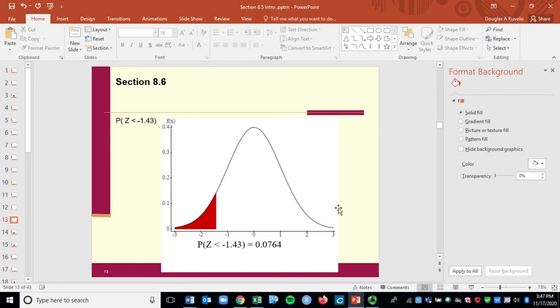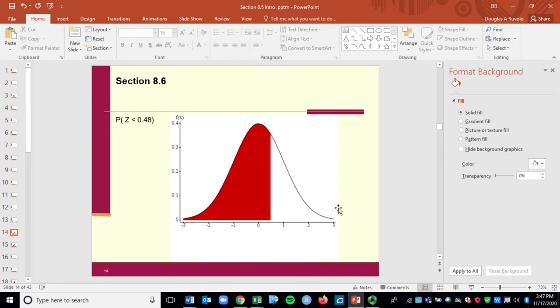Okay, let's go to the next one. Let's say that we're trying to look up the probability that z is less than 0.48. Well, we know from 0 over to negative infinity, that's 0.5. So we added a little bit more area to there, so it should be a little bit larger than 0.5, but not too close to 1. We didn't shade in practically all the graph, just a little bit more than a half.